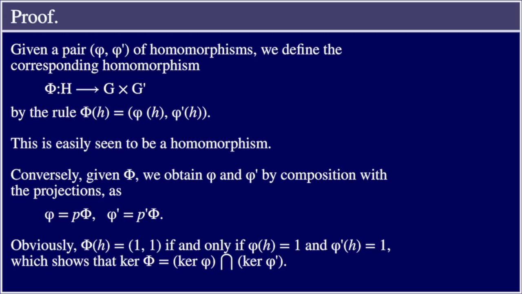Proof. Given a pair (φ, φ') of homomorphisms, we define the corresponding homomorphism φ mapping H to G × G' by the rule φ(h) = (φ(h), φ'(h)). This is easily seen to be a homomorphism. Conversely, given φ, we obtain φ and φ' by composition with the projections, as φ = pφ, φ' = p'φ. Obviously, φ(h) = (1, 1) if and only if φ(h) = 1 and φ'(h) = 1, which shows that the kernel of φ is the kernel of φ intersected with the kernel of φ'.